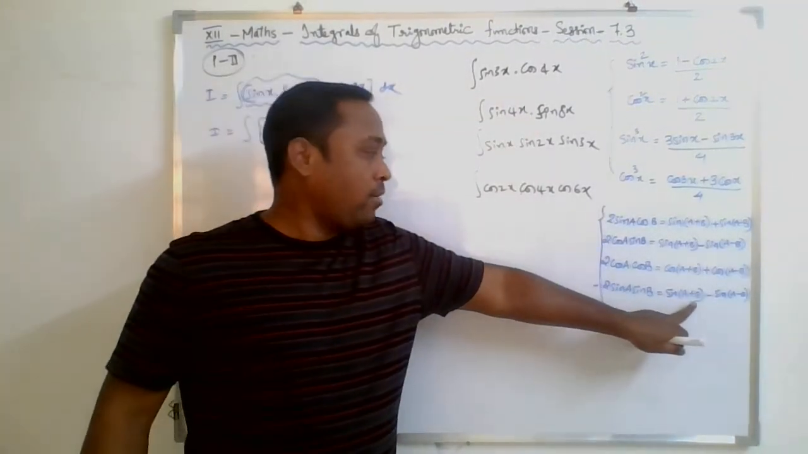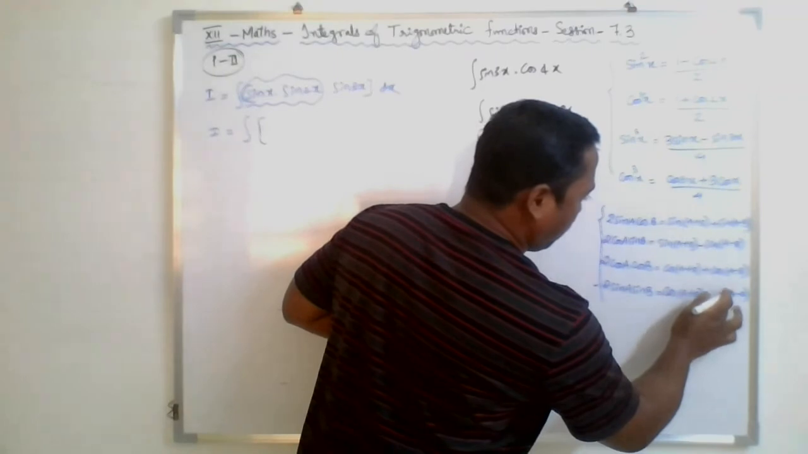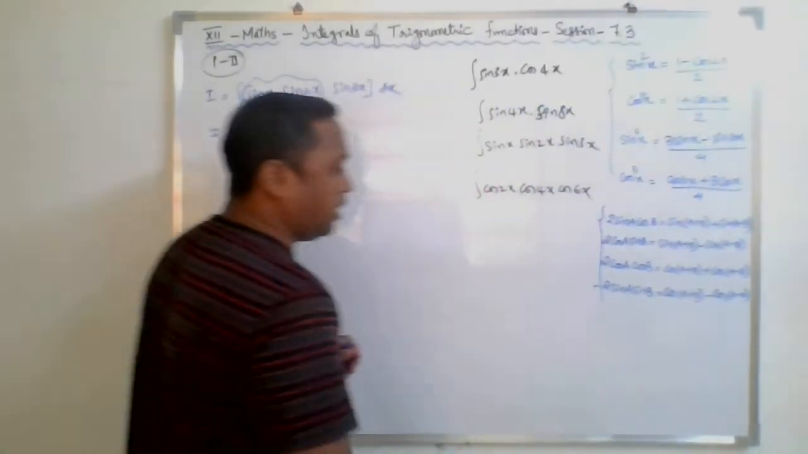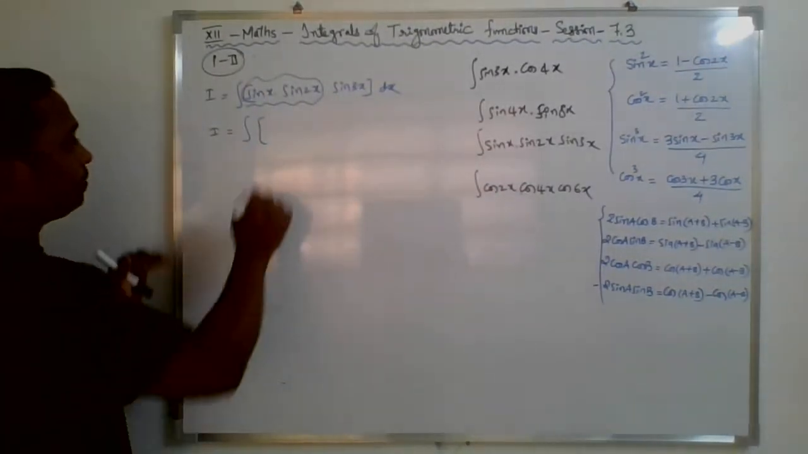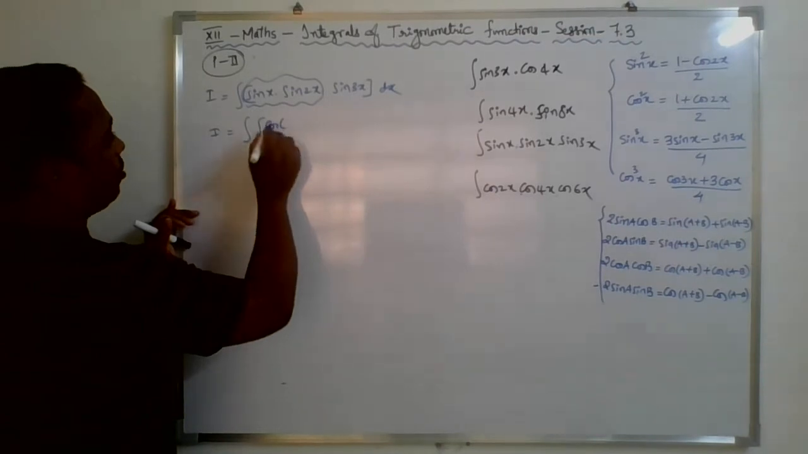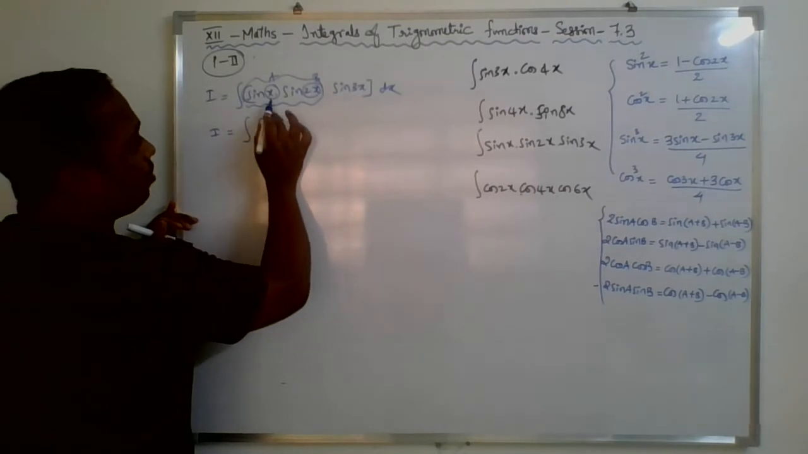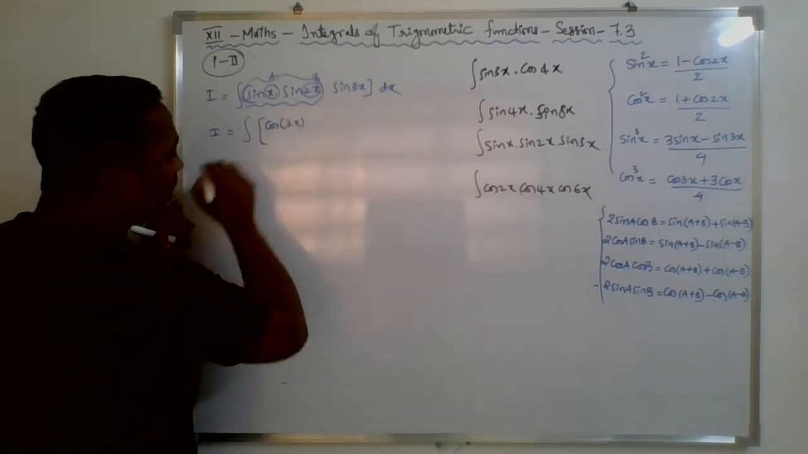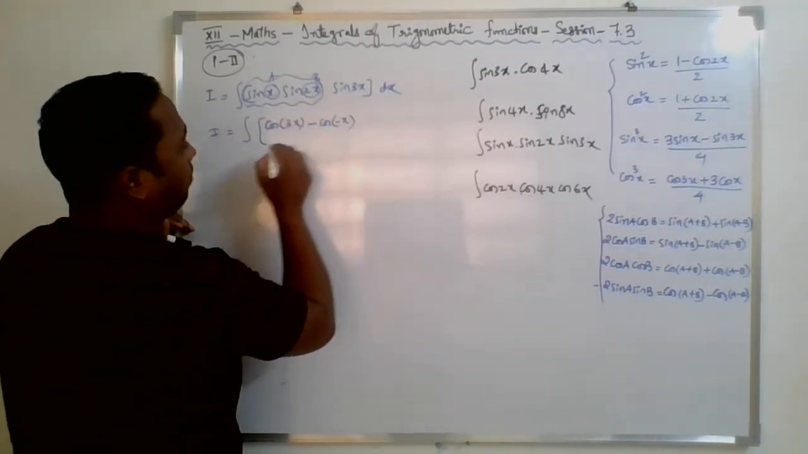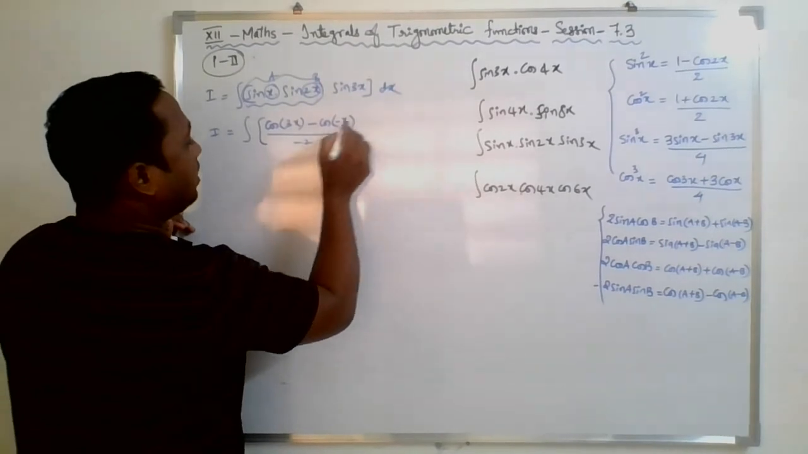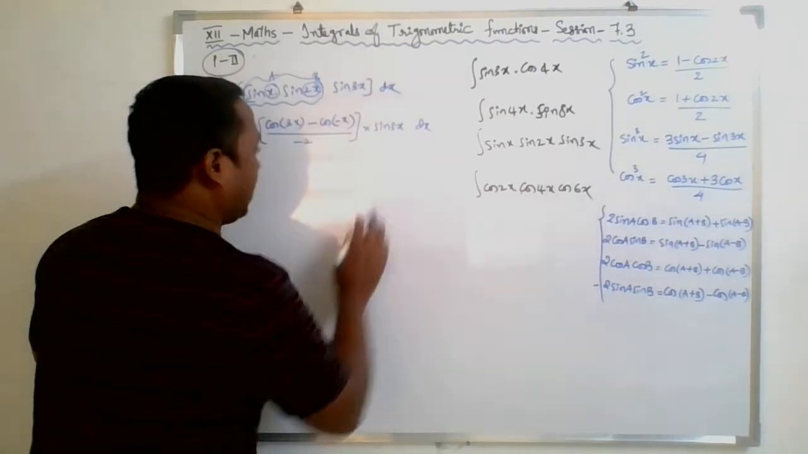There's a mistake, cos of a plus b into cos of a minus b. So sin a into sin b means minus 2 will go in denominator. So it converted into cos of, this is a and this is b. Cos of a plus b means cos of 3x minus cos of a minus b means cos of minus x upon minus 2 into sin 3x dx.